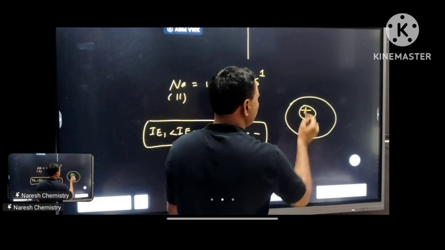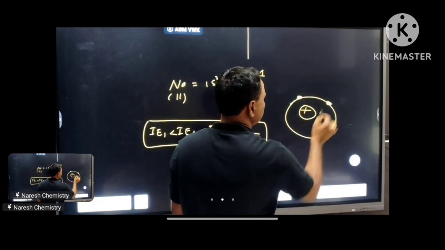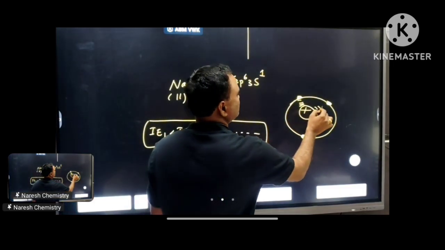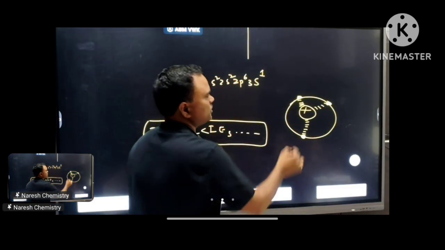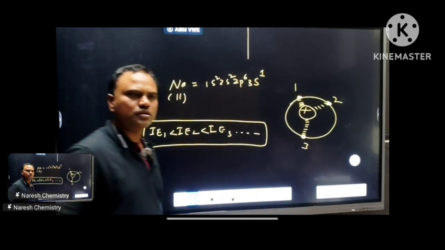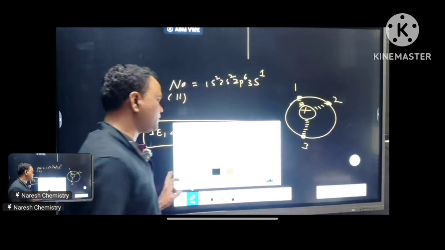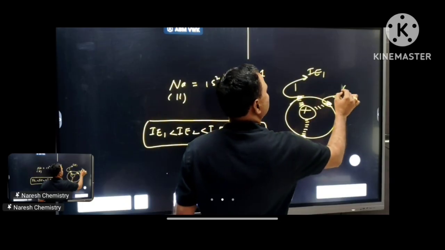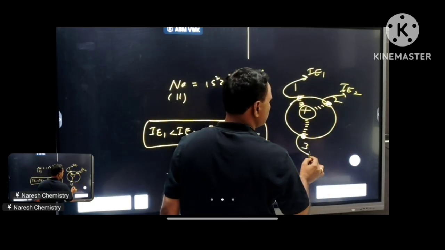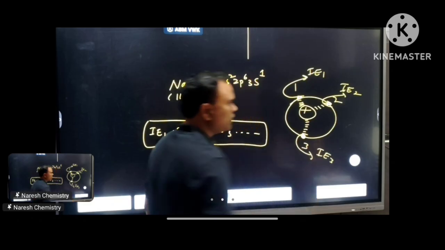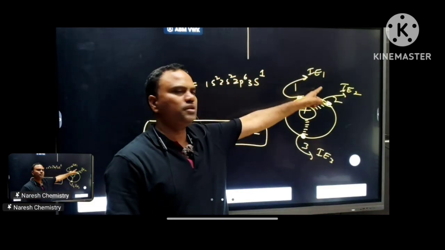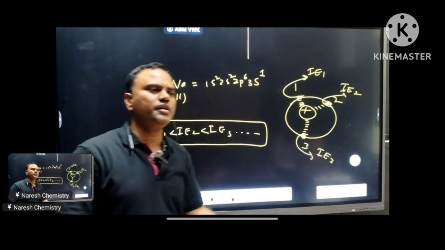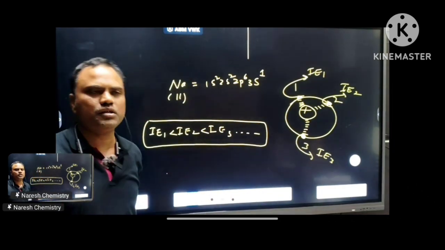I'm taking an atom with three electrons in it. These three electrons are tightly attracted by the nucleus: first electron, second electron, and third electron. Let us consider the amount of energy required to remove the first electron as IE1, the second electron as IE2, the third electron as IE3. It means you can remove the first electron easily. Removal of the second electron is difficult. Removal of the third electron is highly difficult. The fourth electron is highly difficult, right?